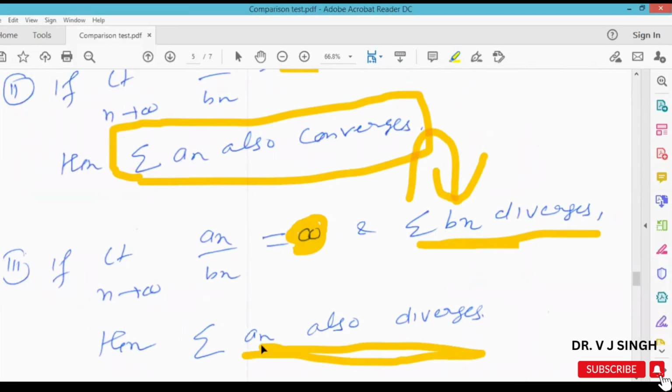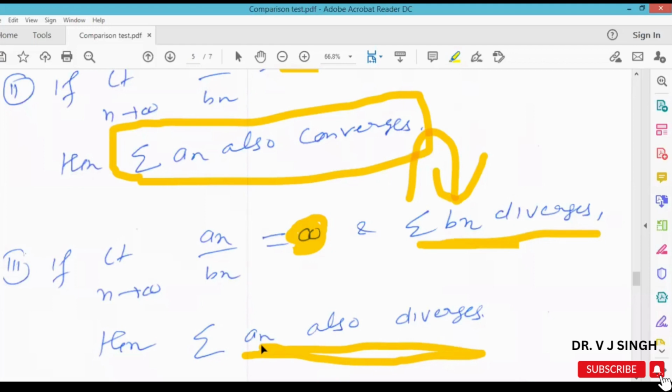So what is the comparison test? I will say it quickly. If two positive term series an and bn are given, find the nth term of the first series, that is an. Find the nth term of the second series, that is bn. Divide an by bn, okay? Then take the limit n tends to infinity.